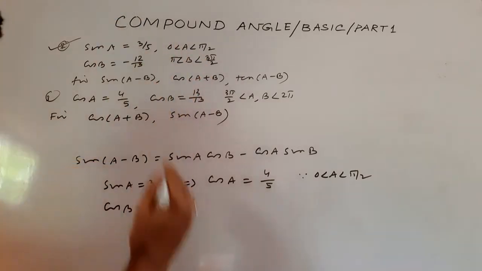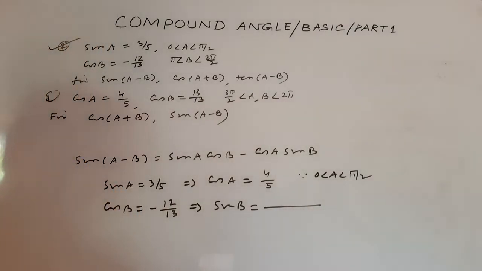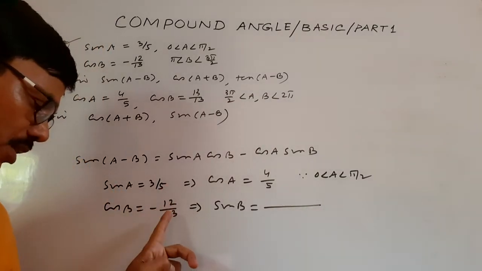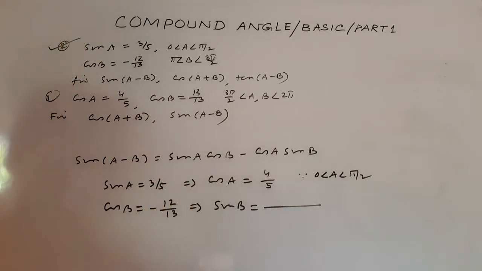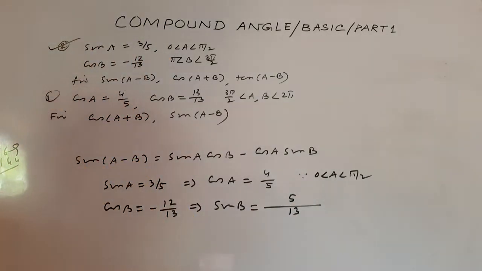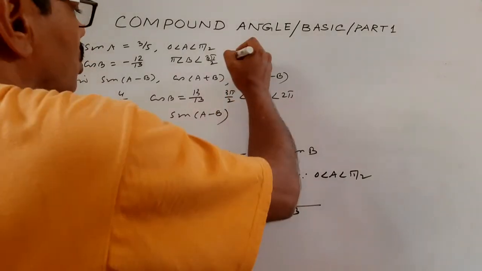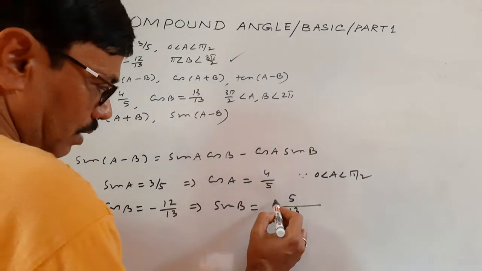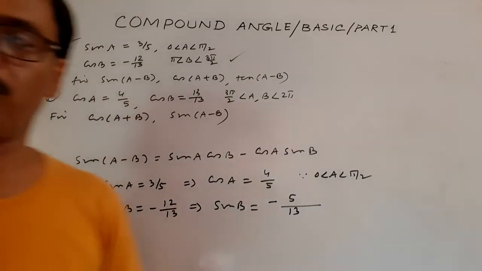Now cos B equals minus 12 by 13. It lies in the third quadrant. So what is sin B? Base 12, hypotenuse 13. So what is the perpendicular? 13 squared minus 12 squared, 169 minus 144, so 25. This is 5, so 5 by 13. Actually it is plus or minus, and it belongs to the third quadrant, so with proper sign, this is minus 5 by 13.